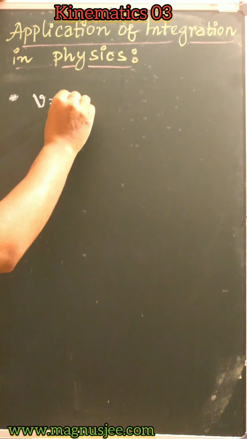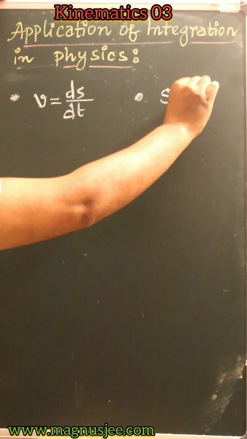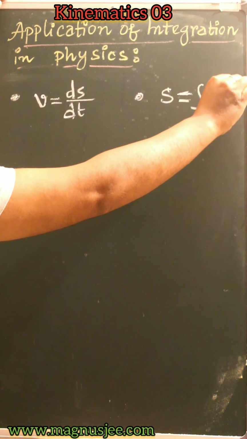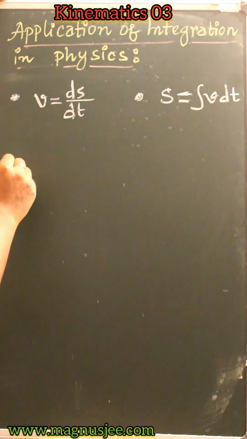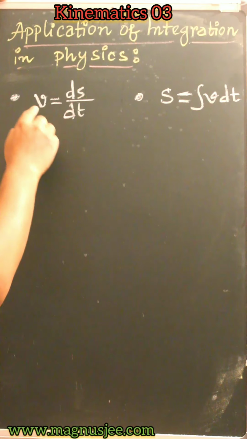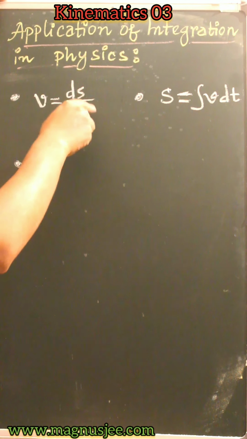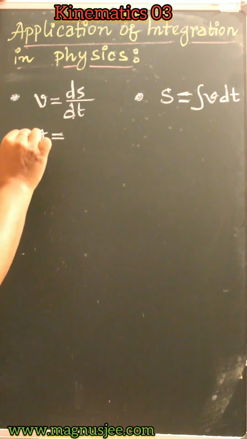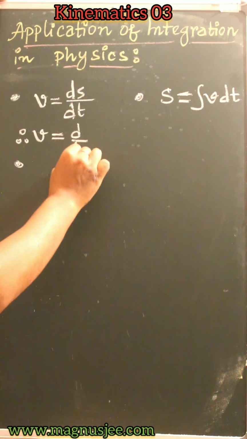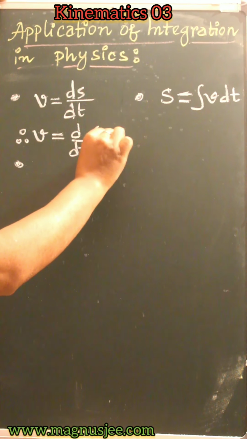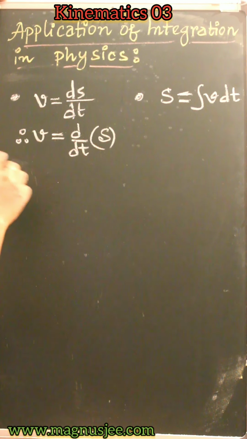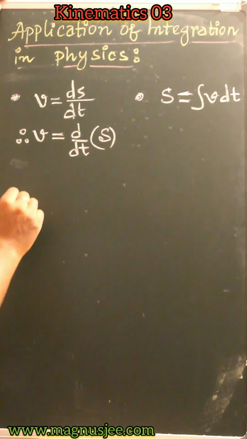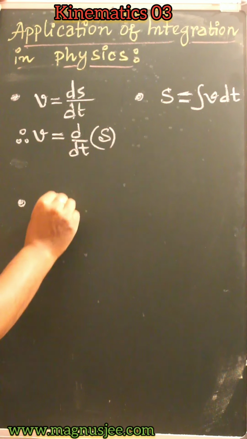v is ds by dt, then s is equal to integration v dt. That means from displacement we can find velocity, v equal to d/dt of s. And also from velocity we can find displacement, since s is equal to integration v dt.